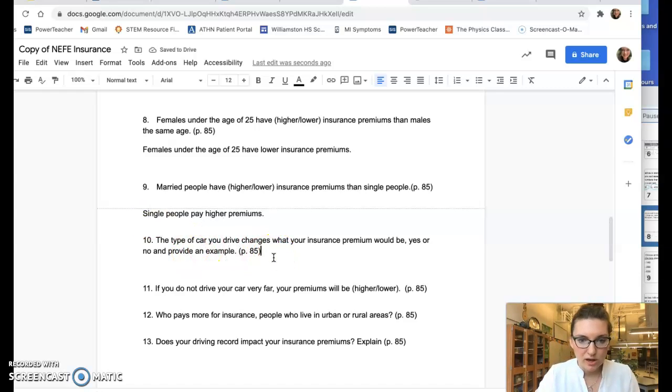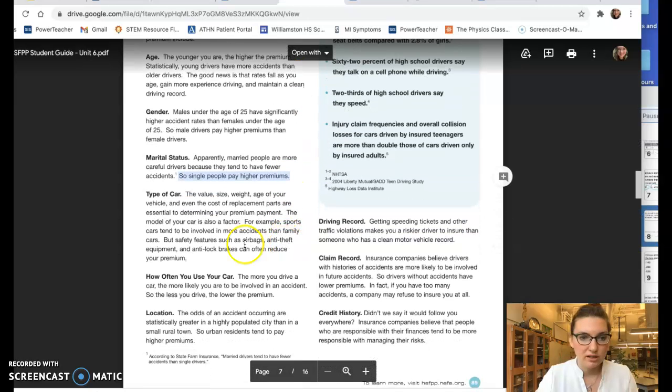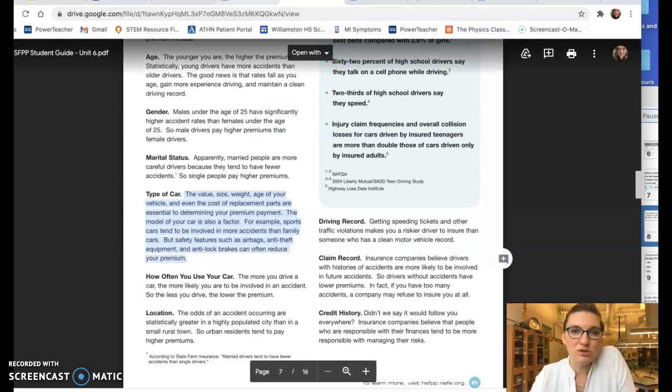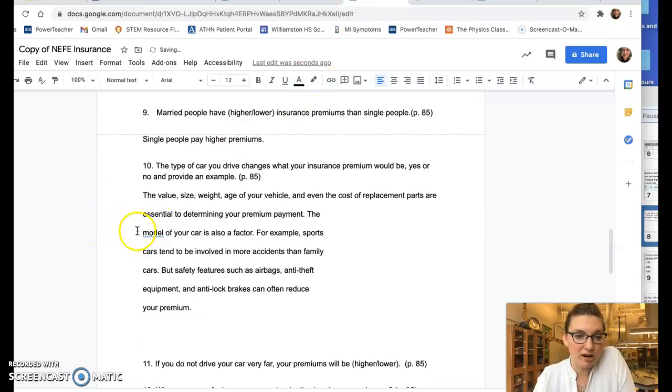The type of car you drive changes what your insurance premium would be. Yes or no, and provide an example. Okay, type of car. Even the weight of your car and the age, value, size, weight, and age of your vehicle. Even the cost of replacement parts are essential to determining your premium payment. The model of your car is also a factor. So sports cars tend to be involved in more accidents than family cars. Yeah, so if you have a sports car, they're going to assume that you're going to drive it a little bit like a crazy person, and that's why you're going to have a higher premium there.